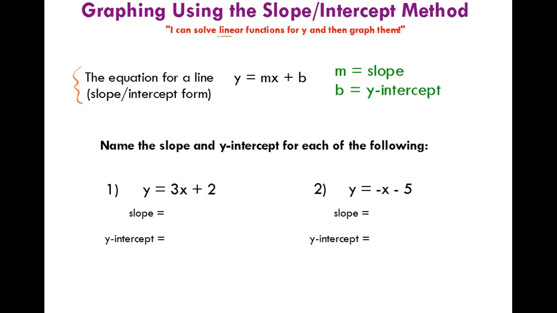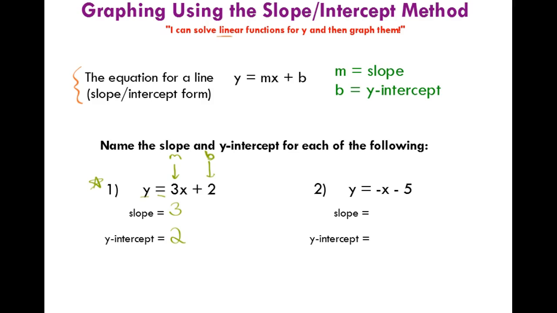So we're going to test this out with just some simple things. At the bottom here it says, name the slope and y-intercept for each of the following. So this is in the correct form. Notice y equals, that's the m right next to the x, and the b. So that's the y-intercept. So it's in the right form. We don't have to work extra hard to find the slope and y-intercept. We can just say the slope is 3 and the y-intercept is 2.